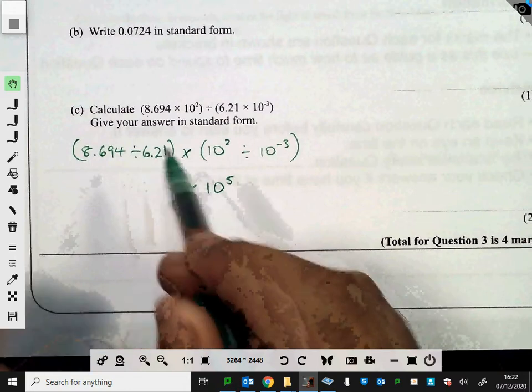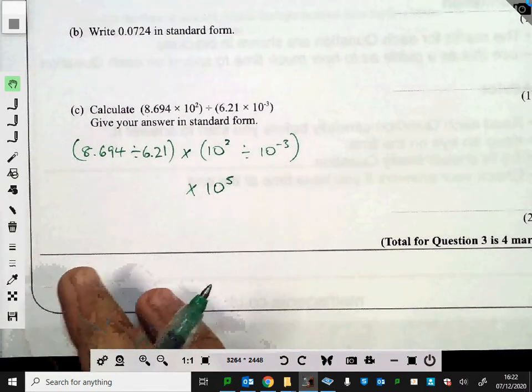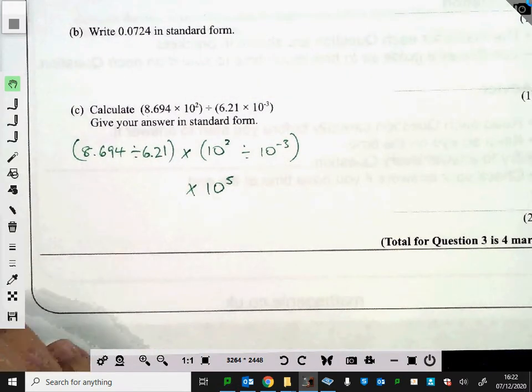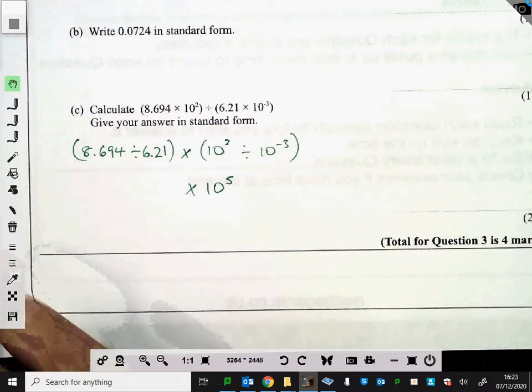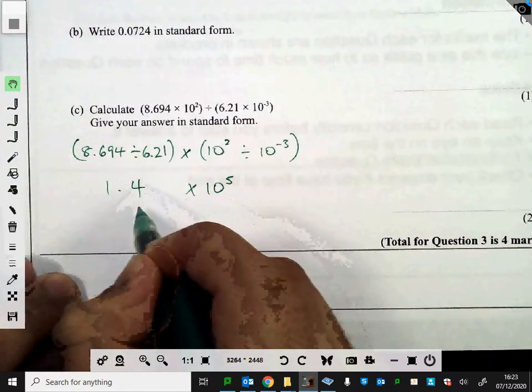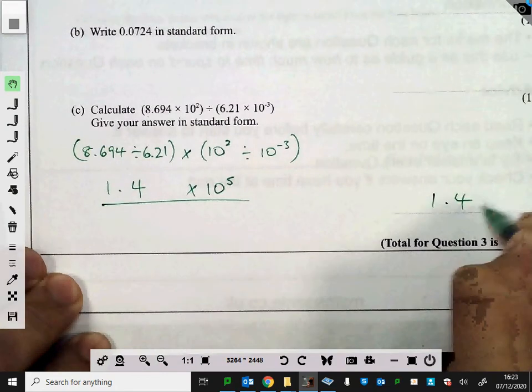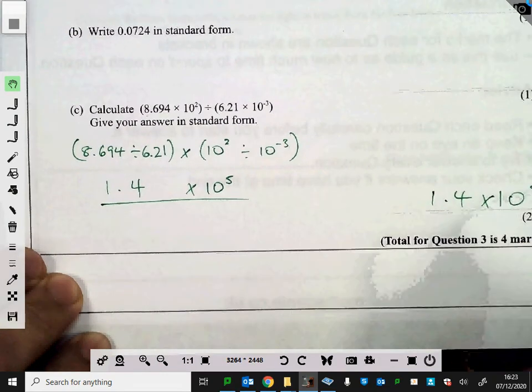Now on this side, I'd just use a calculator to be honest. So 8.694 divided by 6.21 gives us 1.4. So there is our answer, 1.4 times 10 to the 5.